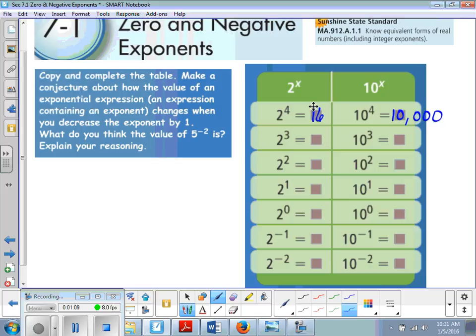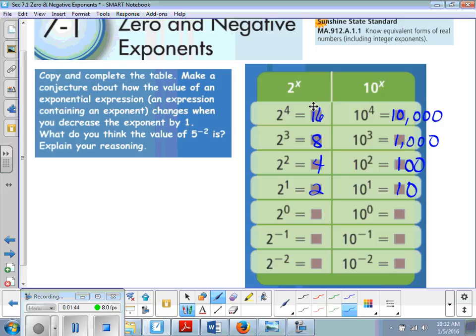2 to the 3rd is 2 times 2 times 2. 2 times 2 is 4, times 2 is 8. And then over here, this is 1,000, right? Then 2 to the 2nd is 4, and 10 to the 2nd is 100, right? 2 to the 1st is 2, and this is 10.